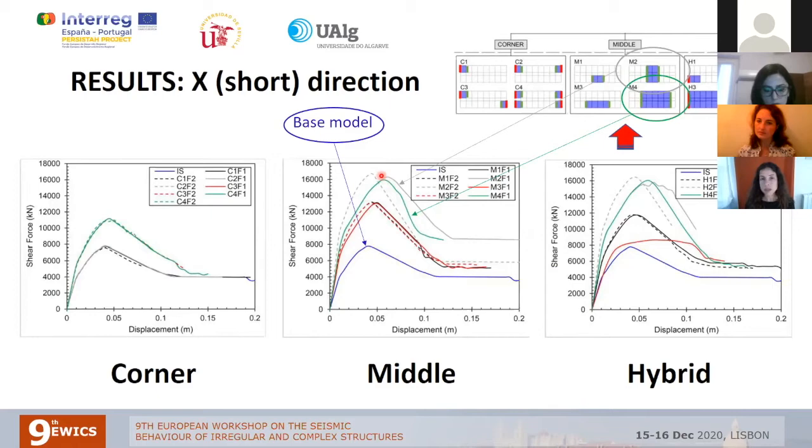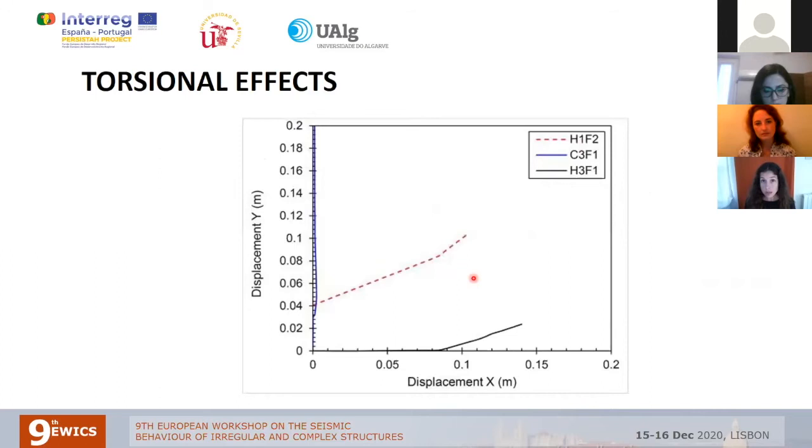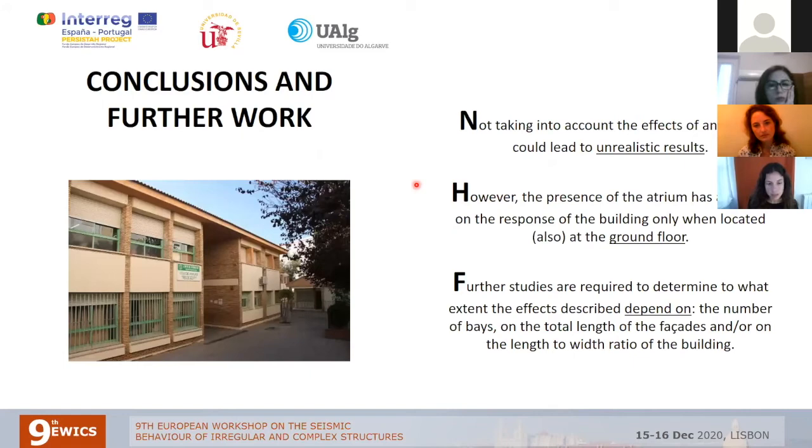Regarding the torsional effects, of course, if you add an atrium in a location which is not central, or if the atrium is quite big when compared with the total surface of the building, there's an effect in torsion, the one that you can see here. No torsional effects are observed in the base model, of course. And with this, I would just sum up. When we are talking about rectangular, medium-sized, reinforced concrete two-floor school buildings, if we are not taking into account the effects of an atrium, we are getting unrealistic results.